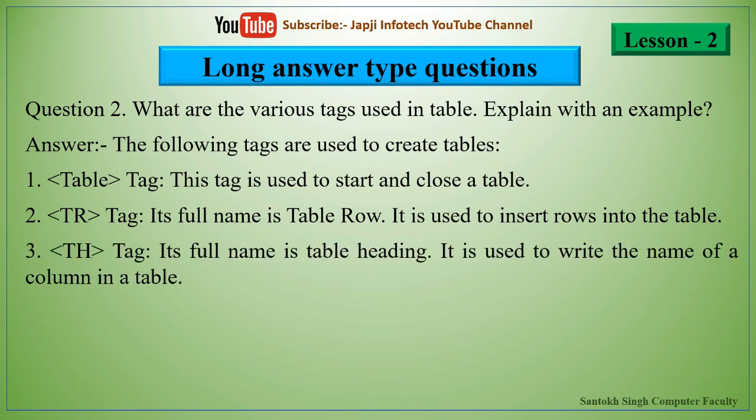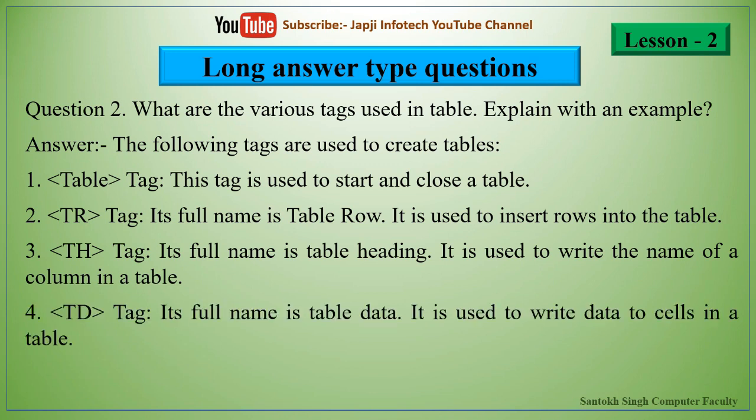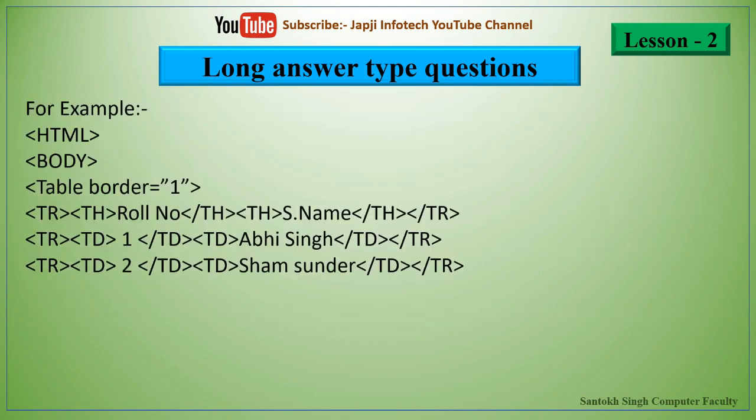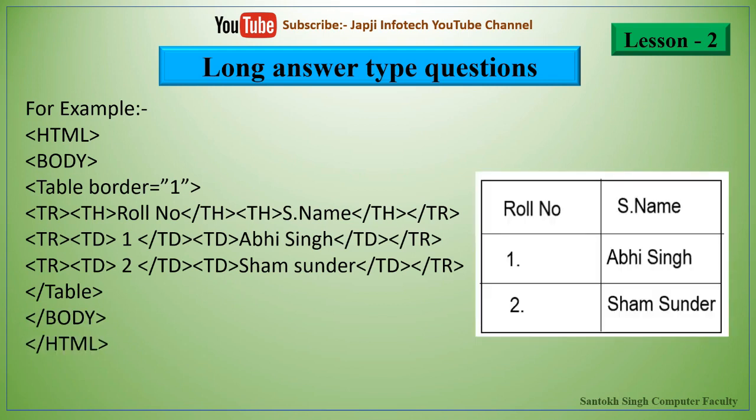Third one is th tag. Its full name is table heading. It is used to write the name of a column in a table. And the fourth one is td tag. Its full name is table data. It is used to write data to cells in a table. So here is the example and their output.